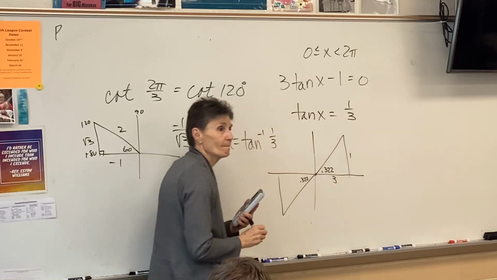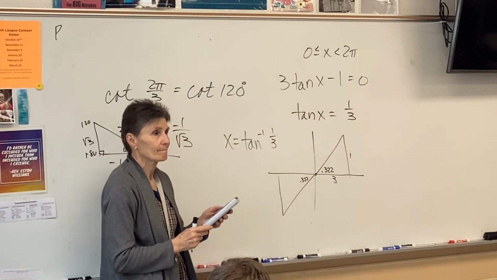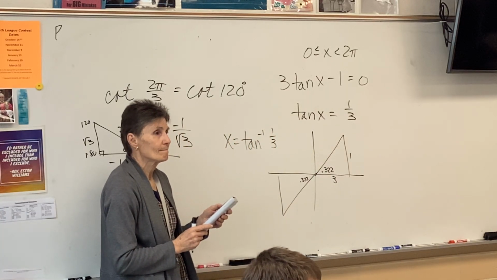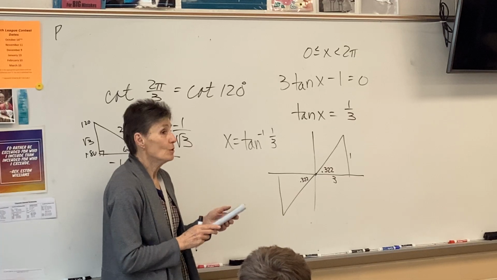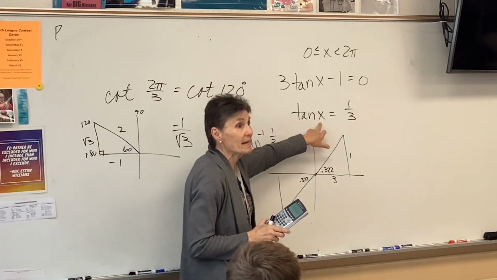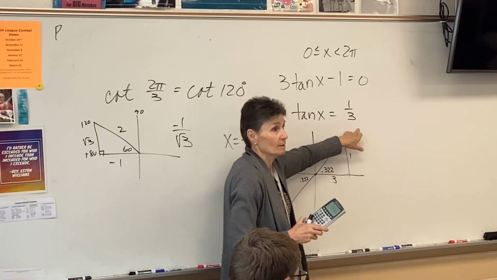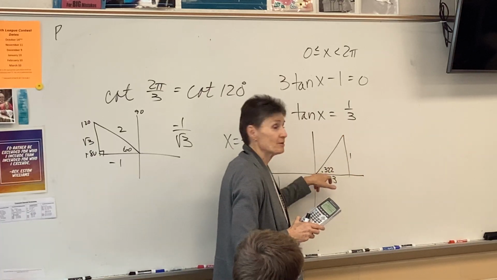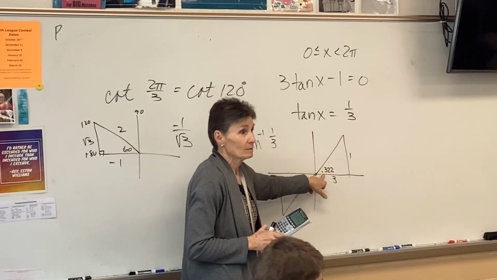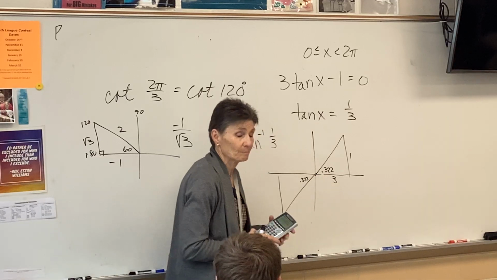Wait, I have a question. Why did you do the -1 if you're looking for the tangent? I thought that was. No. I am looking for the angle that has a tangent of 1/3. I know the tangent, I don't know the angle. You see the difference? Yeah.